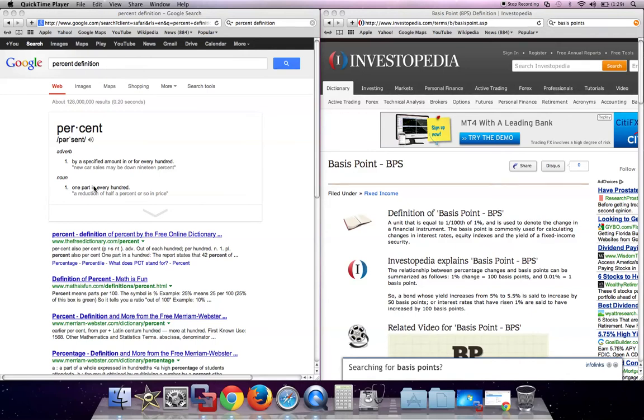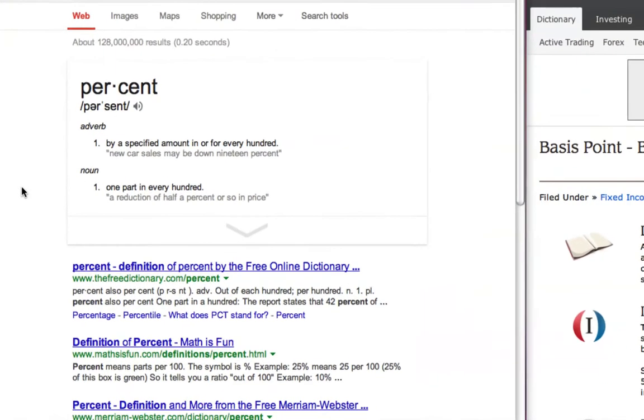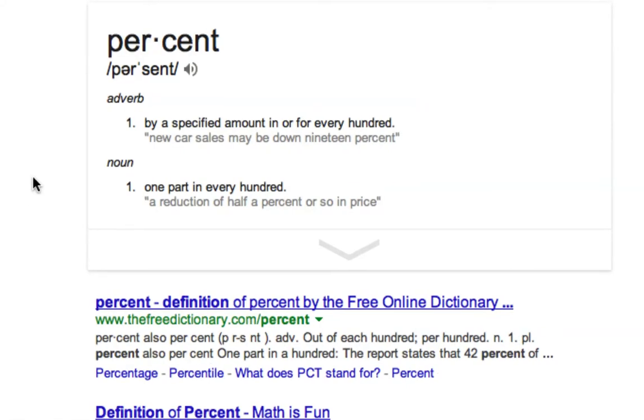Percent. I need you to know the definition of percent, and it is by a specified amount in or for every hundred, or one part in every hundred. So for every percentage, that's how many you get back for every hundred that you spend. Me, myself, I was introduced to percentages because of the state sales tax, which has been like 6%. So you spend a dollar, you have to pay 6 additional cents for every dollar that you spend as a percentage.